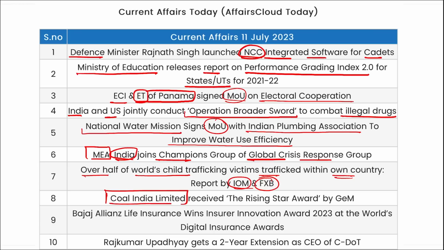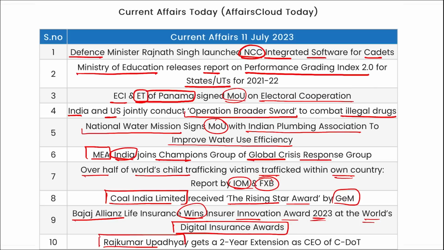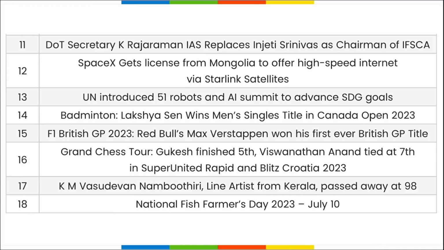Coal India Limited received the Rising Star Award by JAM. Bajaj Alliance Life Insurance has won the Insurer Innovation Award 2023 at the World's Digital Insurance Awards. Rajkumar Upadhyay got a 2-year extension as the CEO of CDOT. Next, DOT Secretary K. Rajaraman, an IAS officer, replaced Injeti Srinivas as the chairman of IFSCA.